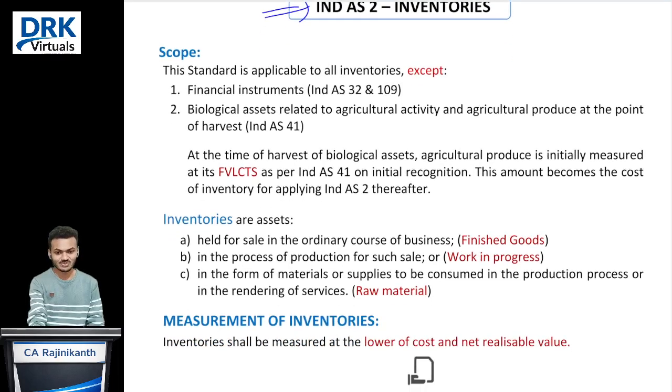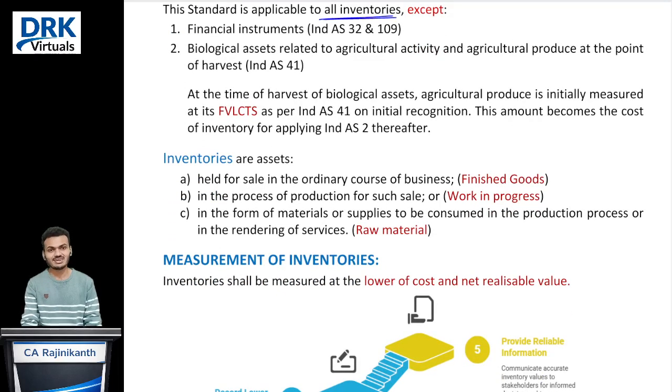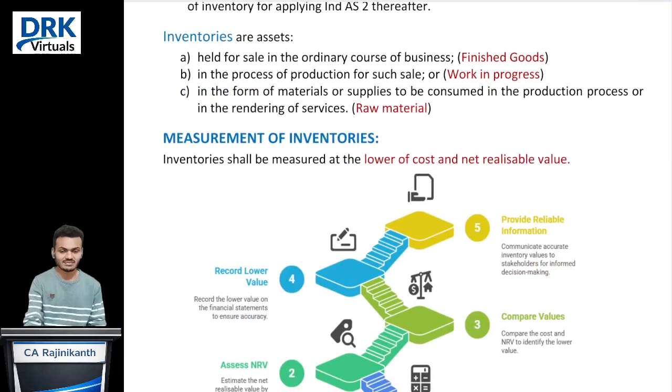As we know, this standard is applicable to all inventories except financial instruments and biological assets related to agricultural activity and agricultural produce at the point of harvest. However, agricultural produce after the point of harvest is covered by Ind AS 2 only, that we are going to discuss. Inventories are assets in the form of finished goods held by the entity for sale in the ordinary course of business, or work in progress in the manufacturing process, or raw material to be consumed in the production process, or used for providing services. This is the inventory definition.